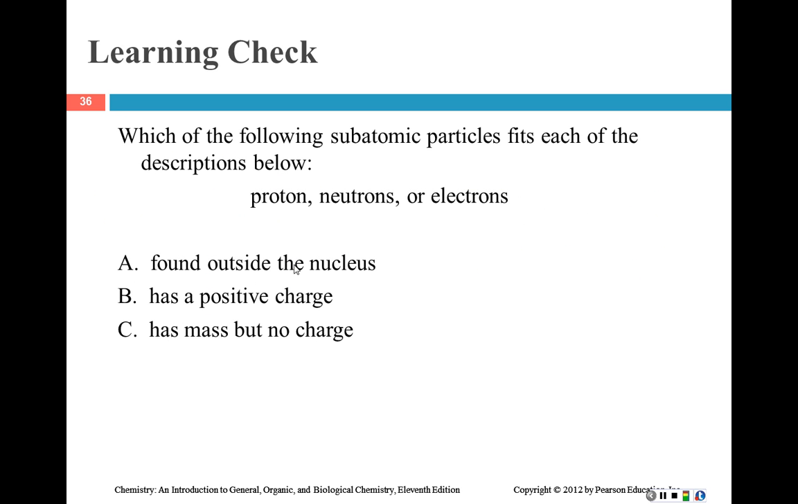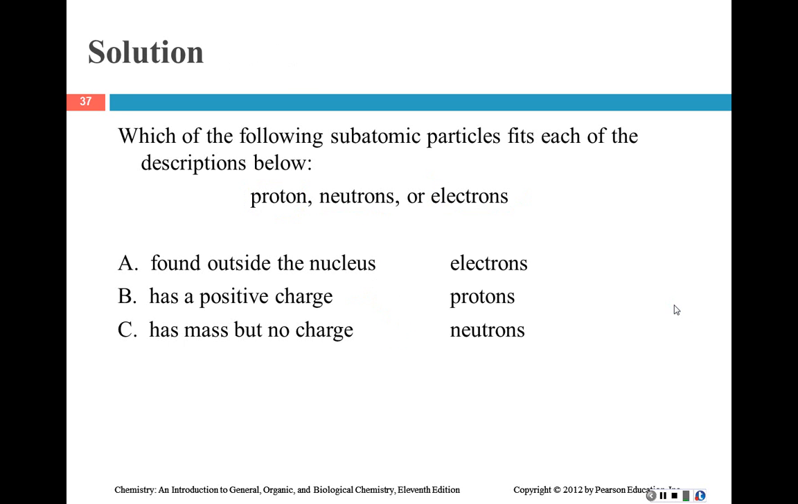So for your learning check, which of the subatomic particles fits each of the descriptions below? Found outside the nucleus. Electrons, maybe? Has a positive charge. Positive equals proton. And has a mass but no charge. If it's got no charge, then it's neutral. So that's probably what? A neutron. Very good.